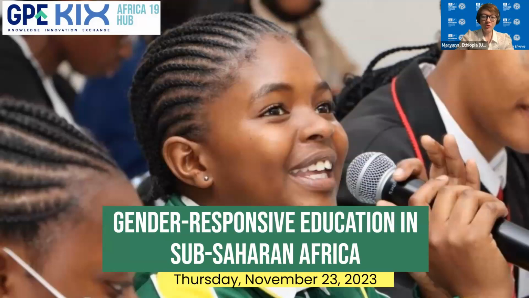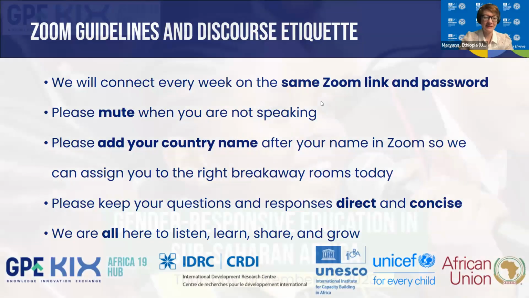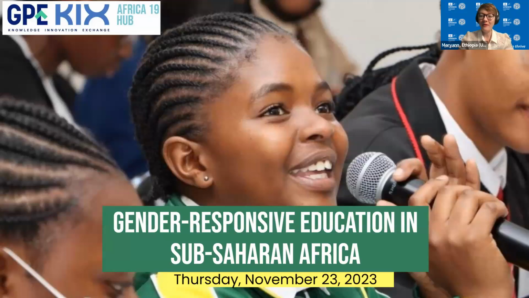Okay, colleagues, just a quick welcome. I just want to say welcome back if you weren't here a few minutes ago. This is the Gender Responsive Education in Sub-Saharan Africa short course. And today is our second workshop. This short course is being organized by the KICS Africa 19 Hub. We are a consortium of 3 partners: UNESCO ICMA, UNICEF ISARO, and the African Union. Next slide, please, Gabriel.